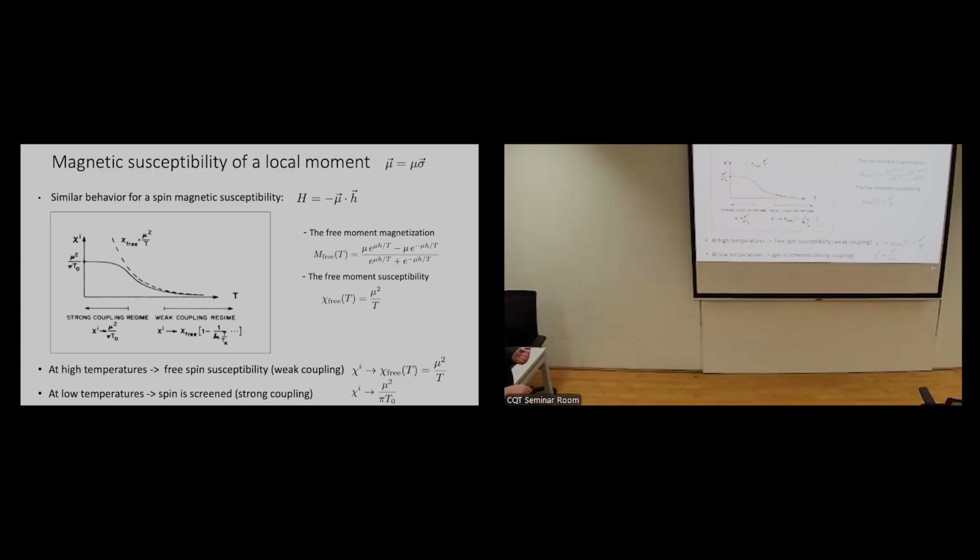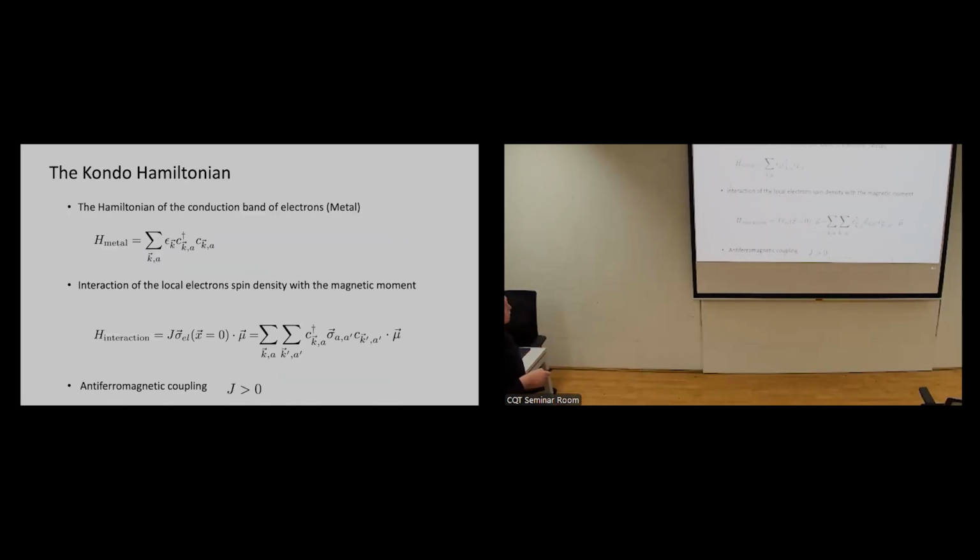So at high temperature, you see these two lines converge. The interacting susceptibility tends to the free susceptibility, but at low temperature, the spin is screened. That is strong coupling, the analog in QCD of confinement. So this was an experimental description.